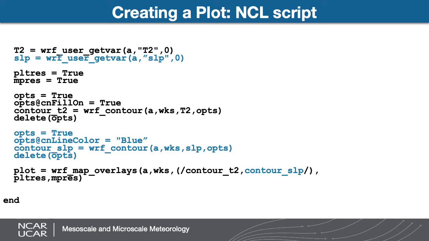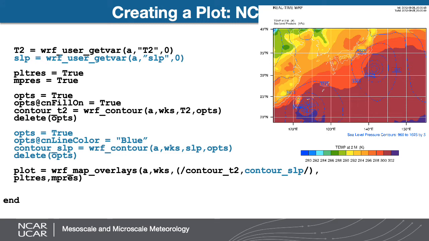And then we're going to use WRF map overlays again, pointing at our file A and our workstation. And then as you can see here, we're plotting both contour underscore T2 and contour underscore SLP and pointing it at our plot resources and our map resources. And we will end up with a plot that looks like this. So we have our temperature with the filled contours and our sea level pressure with the blue lines.